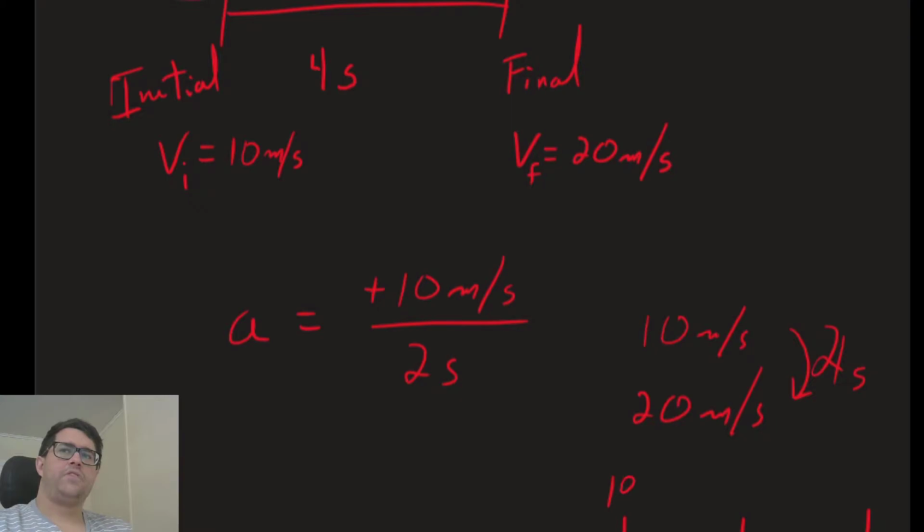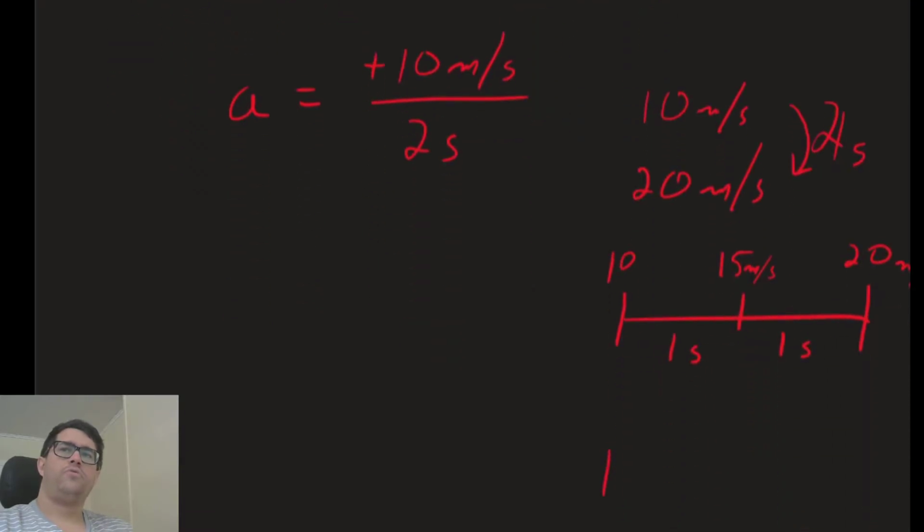Right? So 10 meters per second, 20 meters per second. After 1 second, what's my speed going to be? Right? So this is just a simple increase. My speed would be 15 meters per second. And after another second, it would be 20 meters per second.